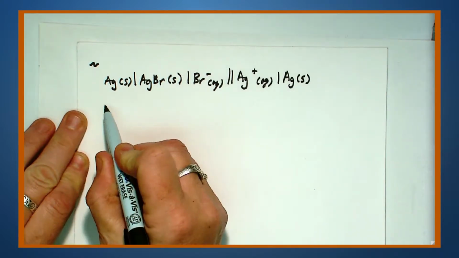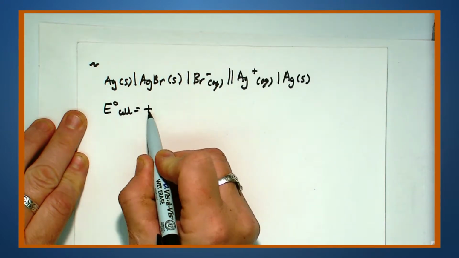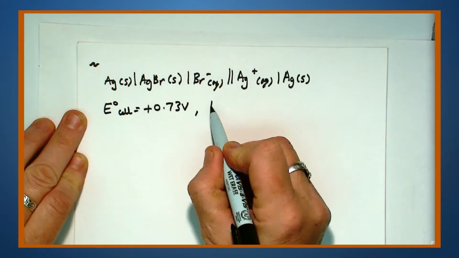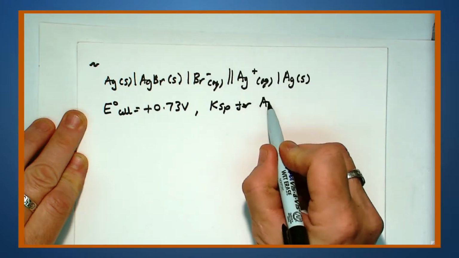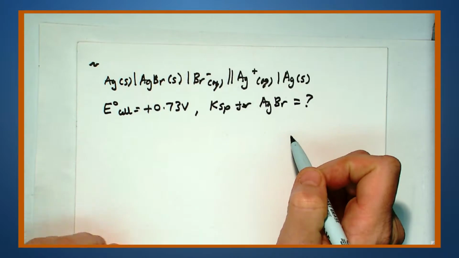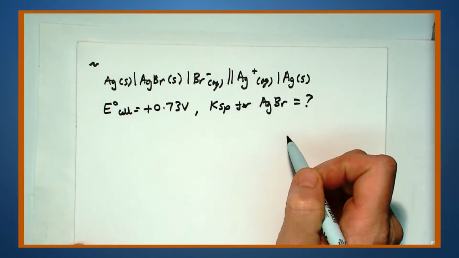And what they're saying is that E0 for the cell is equal to plus 0.73 volts. And what it wants to know is KSP for AgBr. Okay, so on the face of this, there's a fairly flippant way we can answer this.